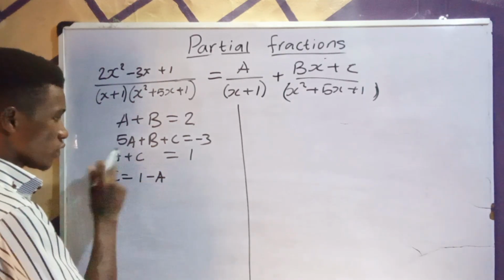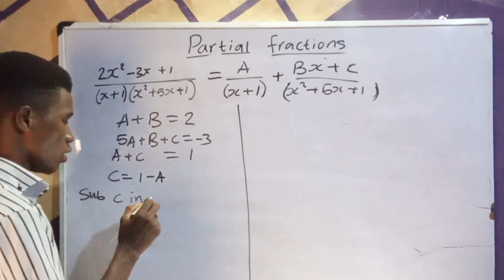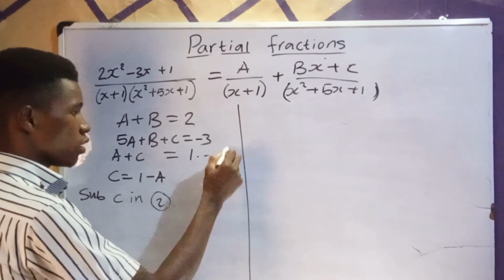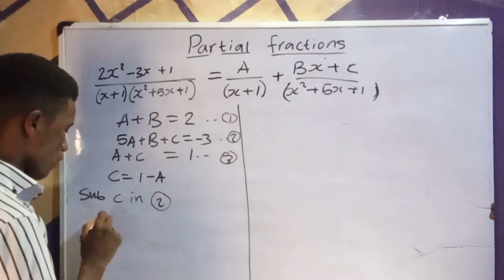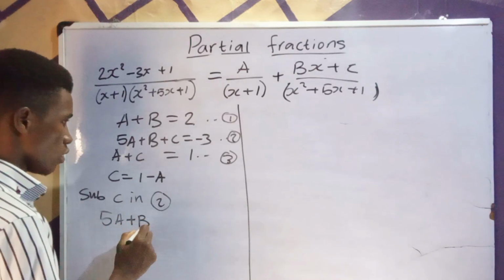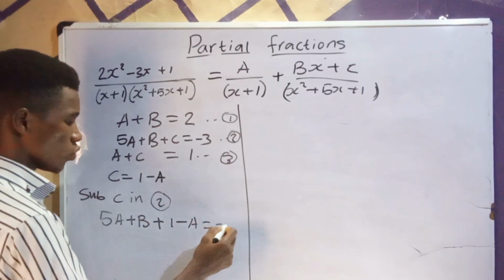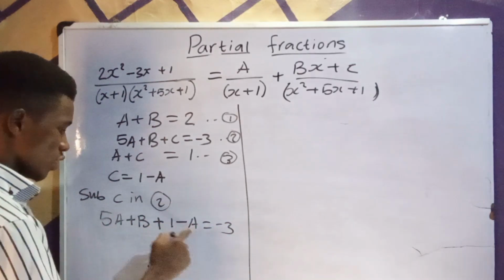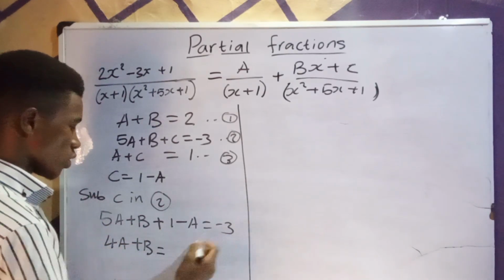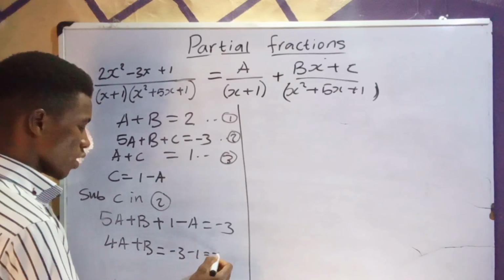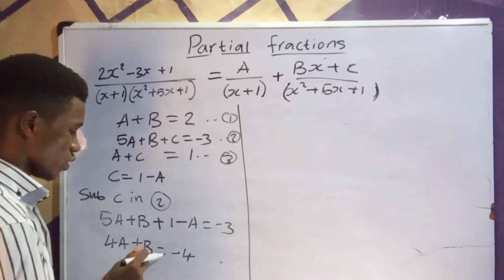So we substitute this value of C in equation 2. So we substitute C in 2. So this is 3, this is 2, this is 1. So when we substitute for C here, we have 5A plus B plus C, now C is 1 minus A, which is equal to minus 3. So we have here, this minus this is what? 4A. 4A plus B will give us what? When this one crosses, we have minus 3 minus 1, which is minus 4. That is 4A plus B is equal to minus 4.